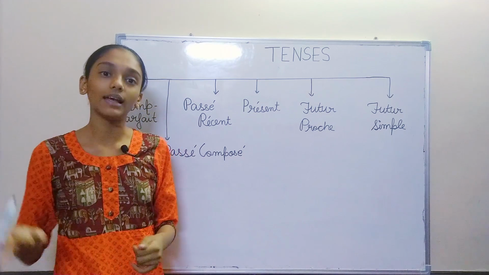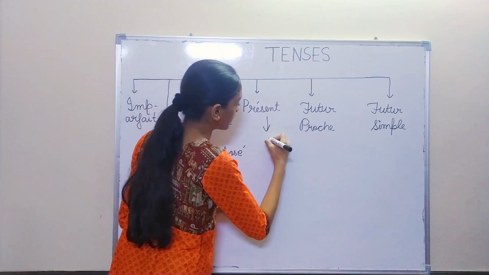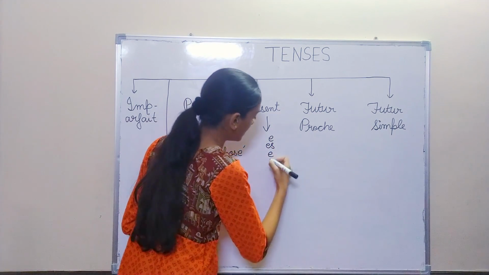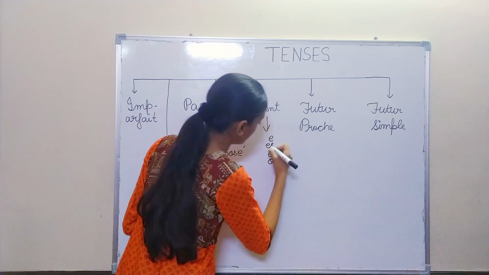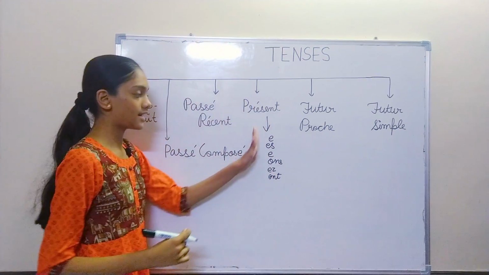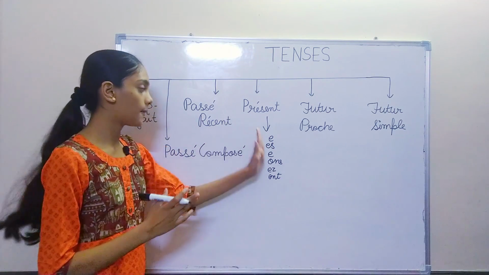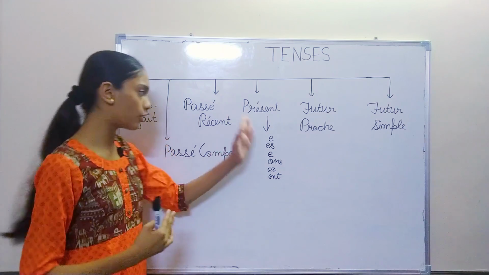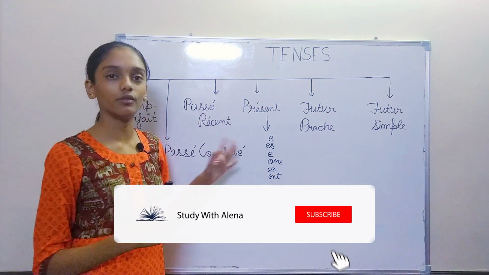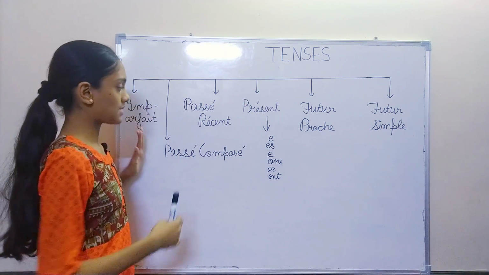So let's discuss the endings of ER verbs. With je, it's E, with tu, ES, with il, we have E, with nous, ONS, with vous, EZ, and with ils plural, it's ENT. These are just the endings which are added to ER verbs. I'm just briefly discussing because it's a very basic thing. But still, if you want to learn about it, you can check out the video which specifically talks about this topic.